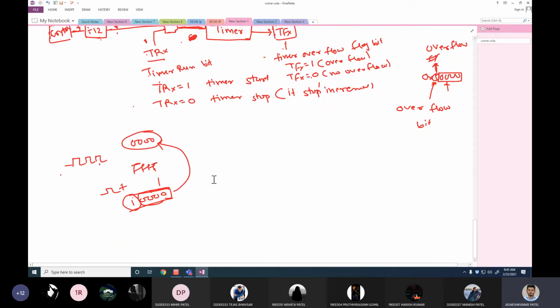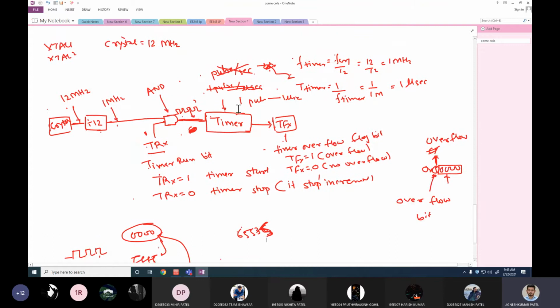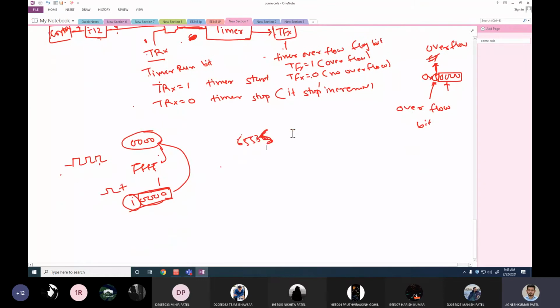Now let's assume we have started with 0000, and we have reached up to FFFF. So the total count of pulses would be 65536. Okay, what is the incoming pulse rate? It is 1 pulse per 1 microsecond. 1 pulse per 1 microsecond is the rate of incoming pulses.